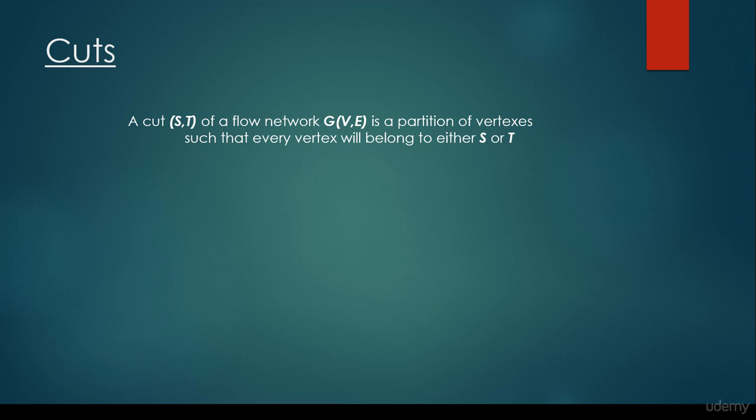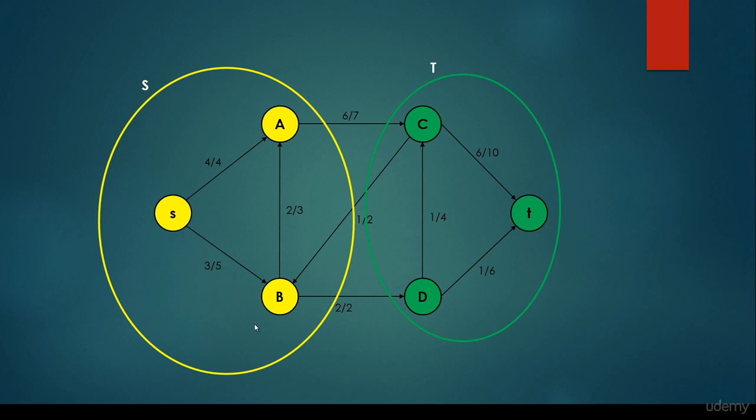A cut, called S-T, of a flow network G with vertices V and edges E, is a partition of vertices such that every vertex will belong to either S or T. For example, we are able to construct two sets out of this flow network where A, B, and the source are going to be in the set S, and D, C, and the sink are going to be in the other set called T.